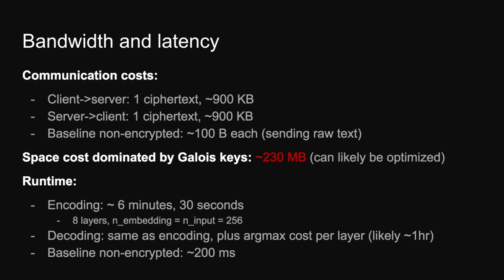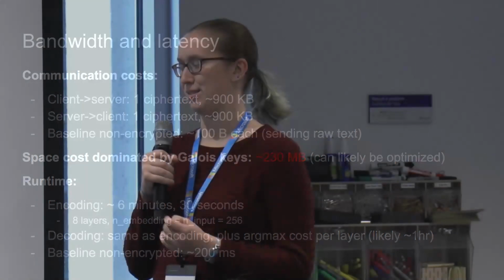The runtime then: encoding takes about 6 minutes and 30 seconds for 8 layers, so that's for those 256 length vectors. Decoding is going to be about the same as encoding, plus a cost for doing something like an argmax, which I will discuss briefly. We expect that the cost of doing this argmax step is going to be much higher than the rest of it, depending on which of a couple of different options we pick.